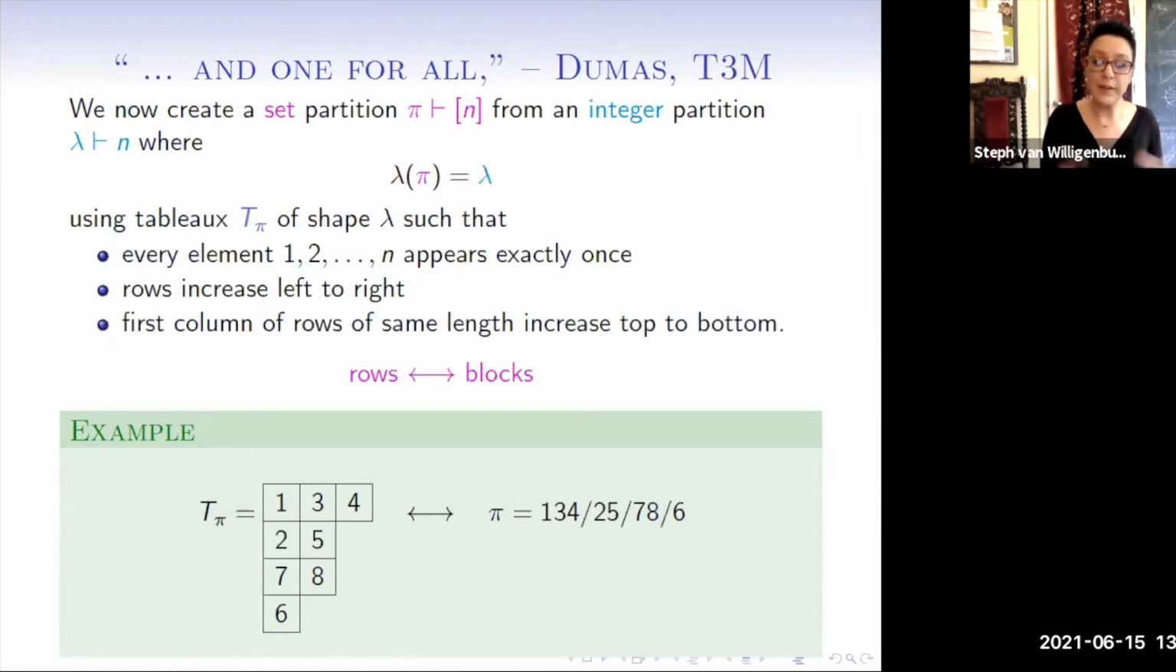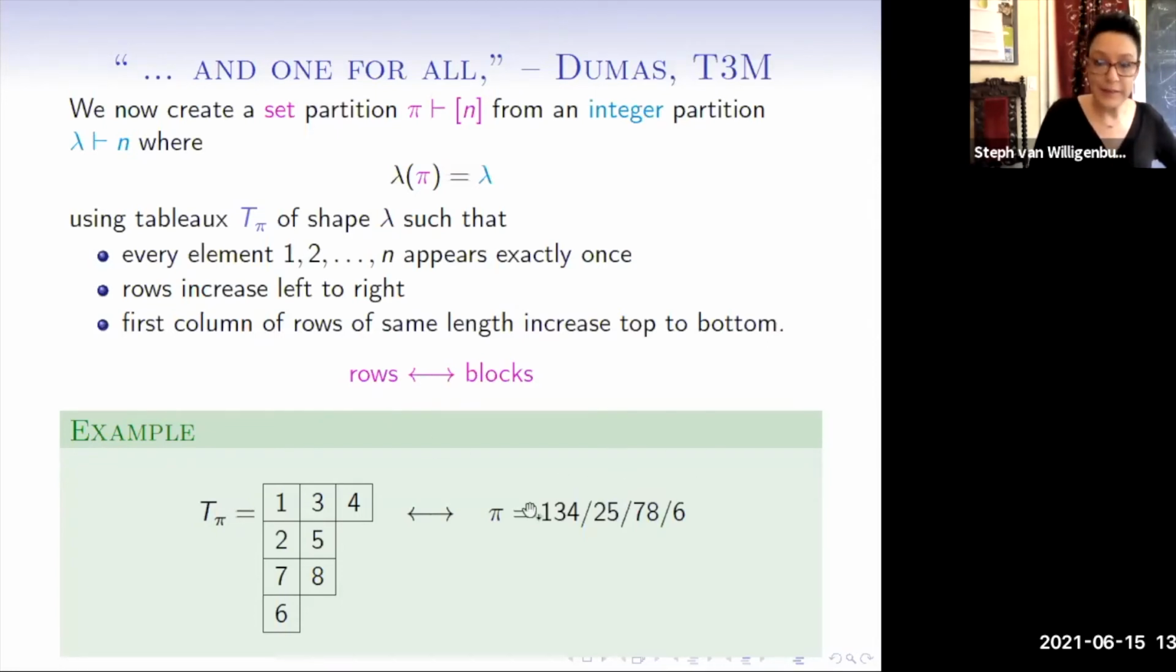But we've only got an integer partition, so we've got to ramp things up to set partitions. We're going to do this using tableaux. What we're going to do is make tableaux such that every element 1 up to n appears exactly once. The rows, as you read them, increase from left to right. And then if you have two rows of the same length, then the first column increases top to bottom. Then the blocks of our set partition are going to be in one-to-one correspondence with the rows of our tableau.